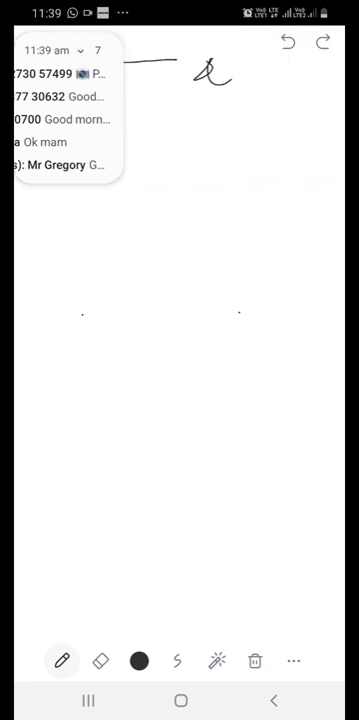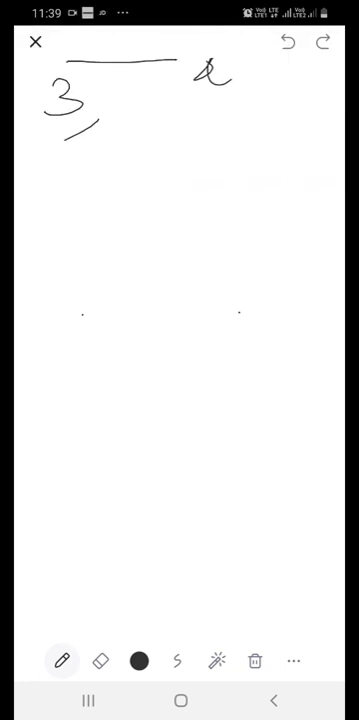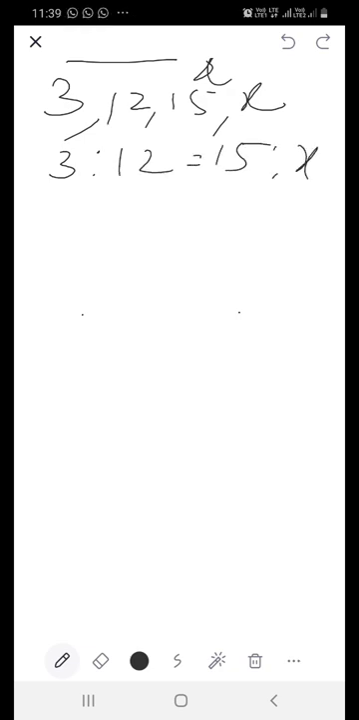Now let the fourth proportional be x, second question, first part. Three numbers are given to you and they have asked for the fourth proportional. Let the fourth proportional be x. Now as the fourth proportional is x, you are going to put it at the fourth place. 3, 12, 15, x. And now you are going to use the same as I told you: 3 is to 12 is equal to 15 is to x, and solve for x, which will be the fourth proportional.